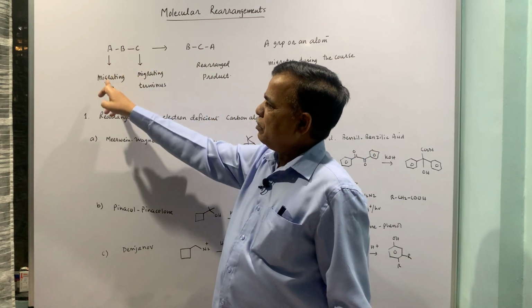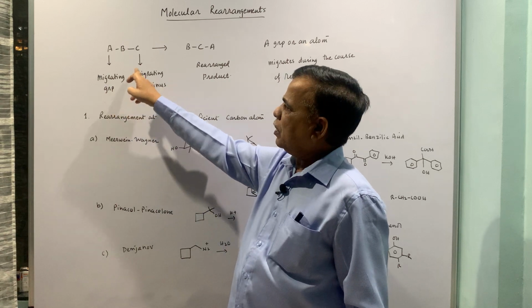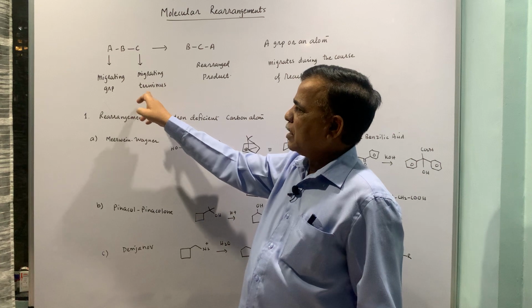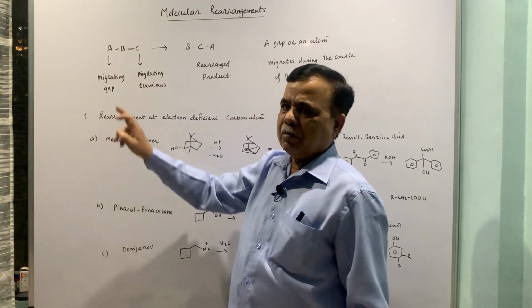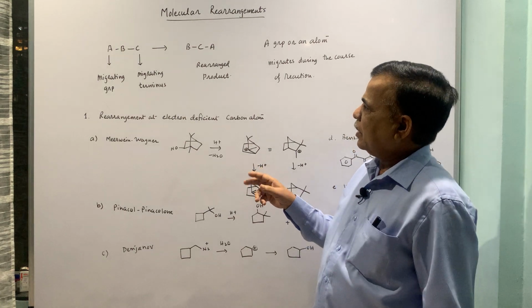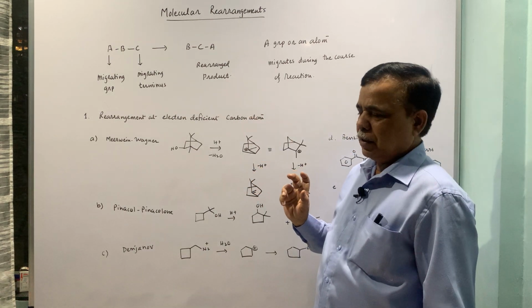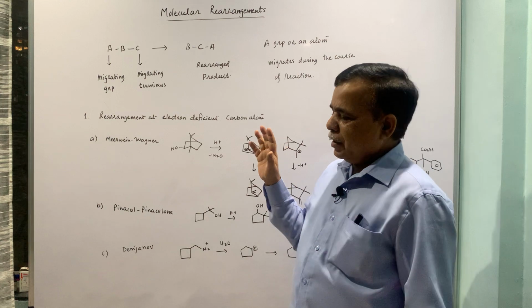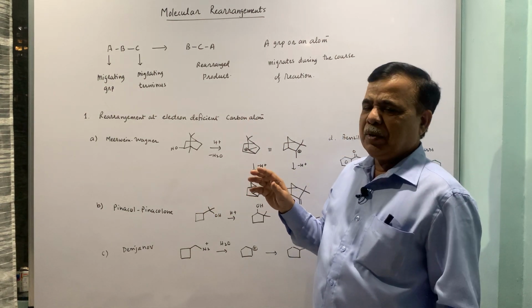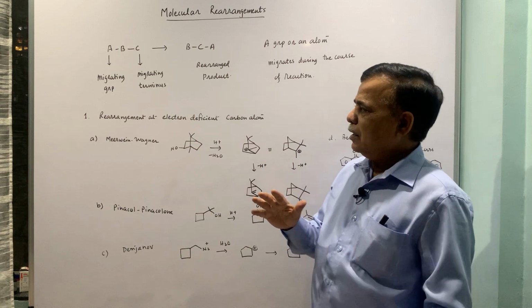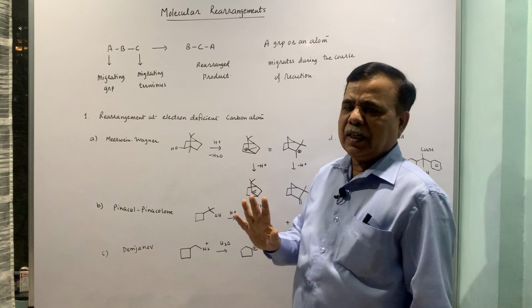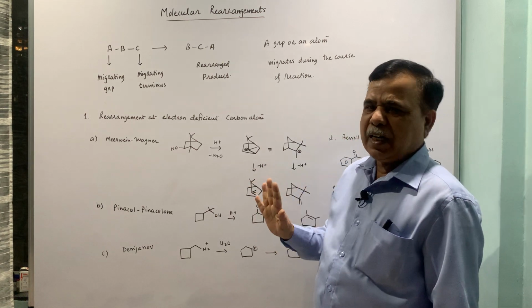Now the group which is migrating is known as migrating group, and where it is migrating, that is migrating terminus, and the migrating aptitude of the group is defined by certain terms. We will come to that later, and this is the rearranged product. Now there are few categories wherein the rearrangement can be classified. So today we will see the rearrangement which is happening at electron deficient carbon atom.